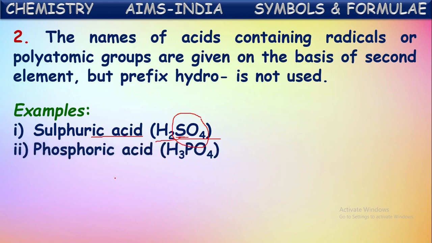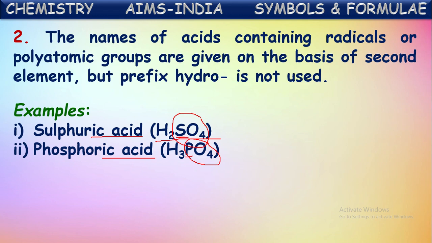Okay, one more. H3PO4. Here also it is a phosphate radical. As it is formed from radicals, it is named by taking the second non-metal in this compound, that is phosphorus. At the end of the phosphorus element's name, ic acid is attached. Now it becomes phosphoric acid.